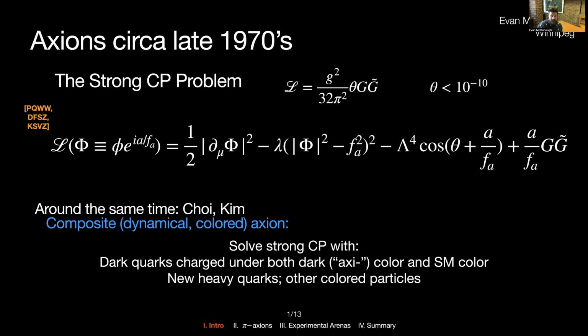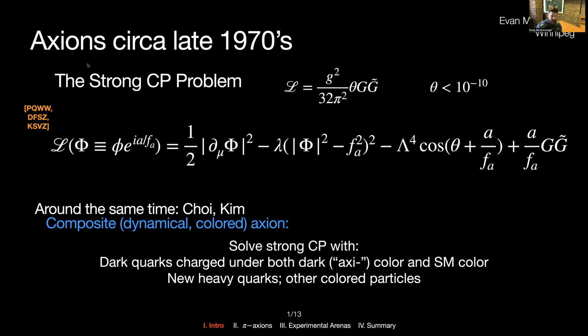So where did axions come from? Starting in the late 1970s, it all starts with the strong CP problem of the standard model, which is essentially the question of why this number is so small. This phase that accompanies this CP violating term, in principle, could be order 1, it could be anything, but we observe it to be negligibly small.